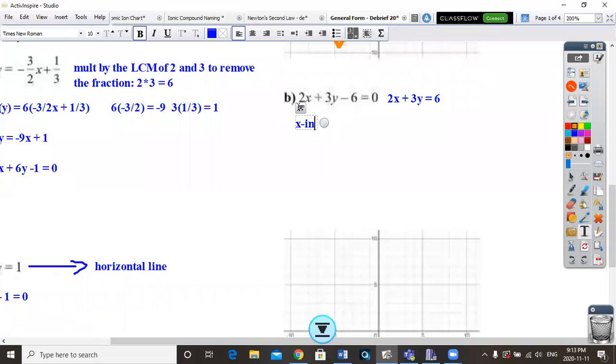So the x-intercept, we're going to take the c value 6 and divide it by the a value, which is 2. And we're going to get 3. And so the x-intercept is going to be 3, 0. Y-intercept, you're going to take the c value 6 and divide it by the b, which was positive 3. And we're going to get our answer 2. And so the y-intercept is 0, 2.